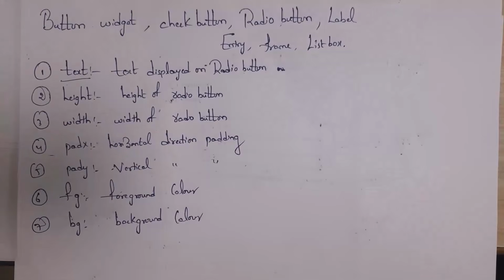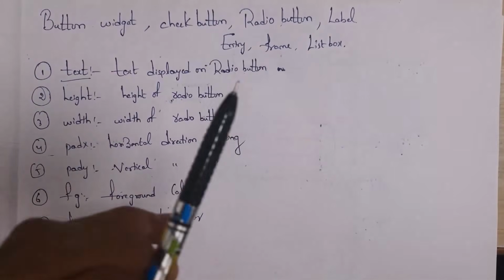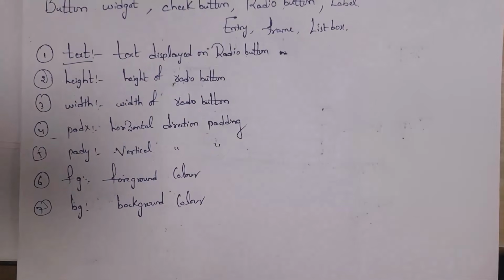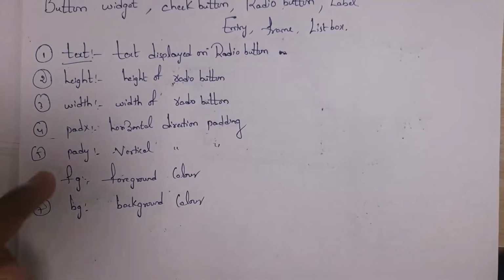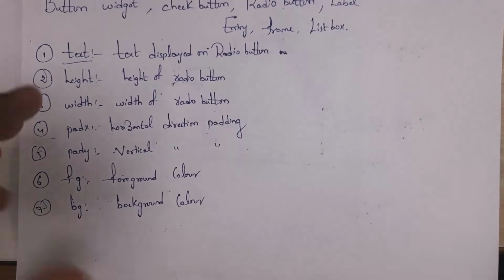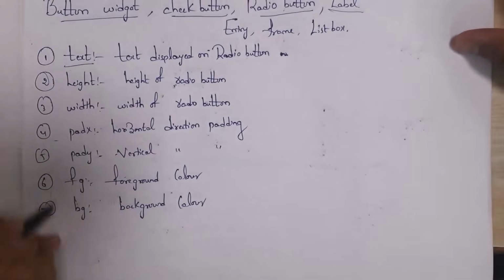Guys, in exam you may get question like, explain various options available in button widget, check button, radio button, label, entry, frame and list box widgets. Just remember these options. For all these widgets, these options are same. By using text, you can give any text. If you want to give height, you can use height option. If you want to give width, you can use width option. For horizontal padding and vertical padding, you can use padx and pady. Similarly, for foreground color, you can use fg option, and for background color, you can use bg option. For button widget, check button widget, radio button widget and label widget, all these options are same.